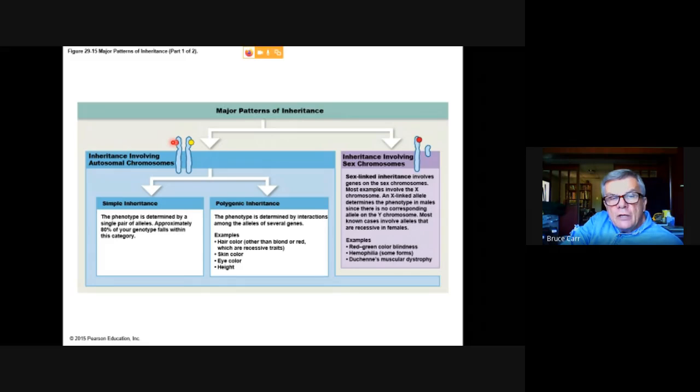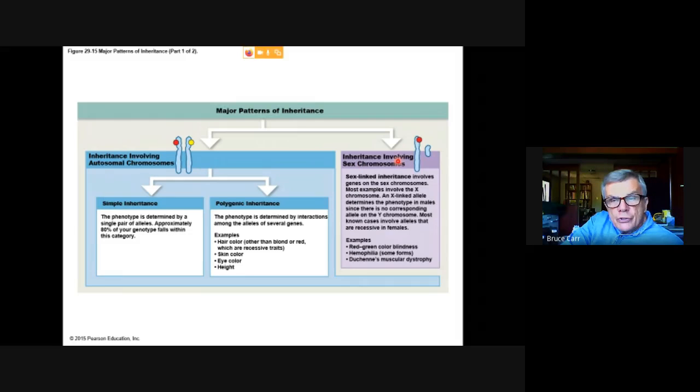If there's a gene for lactase production here, then this number 1 has a gene for lactase production right there, and those are homologous alleles. But 2 copies are determining the trait that is inherited. Simple inheritance is the simplest factor when there is 1 gene, 1 location, and 2 alleles. About 80% of your genotype falls into this category.